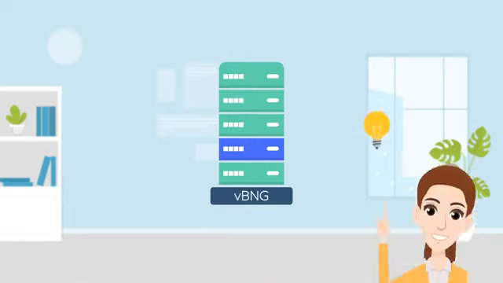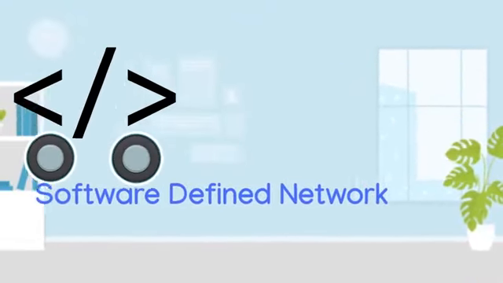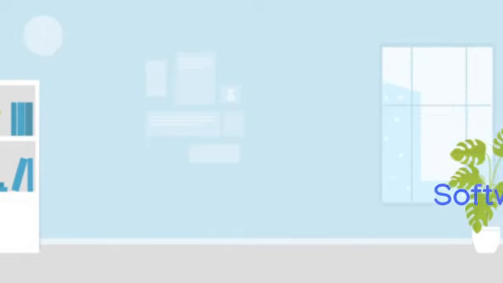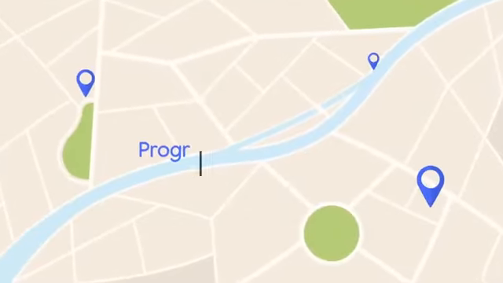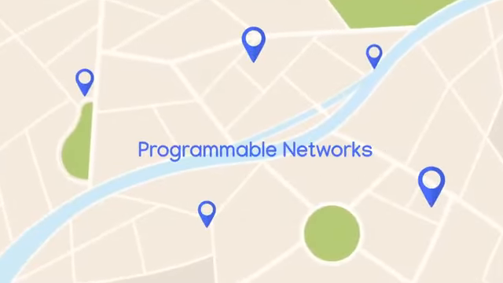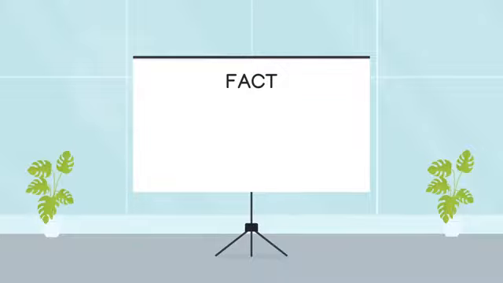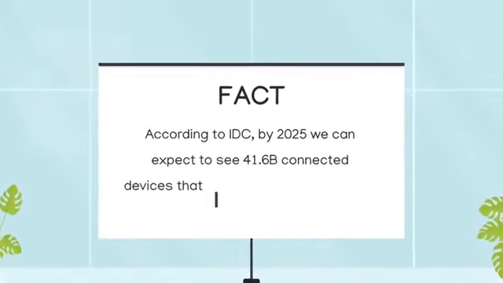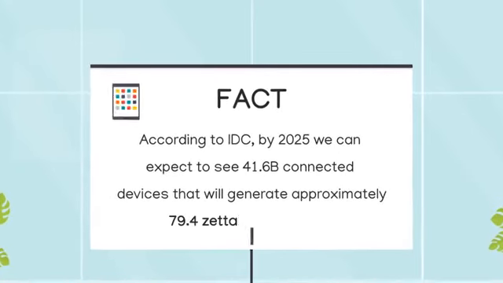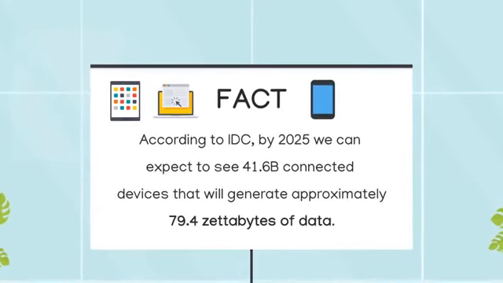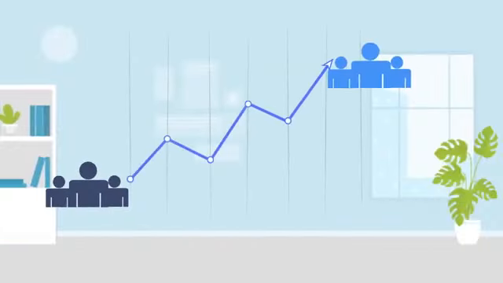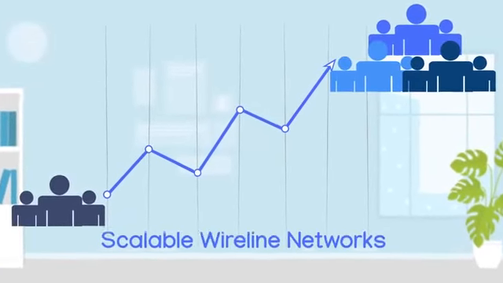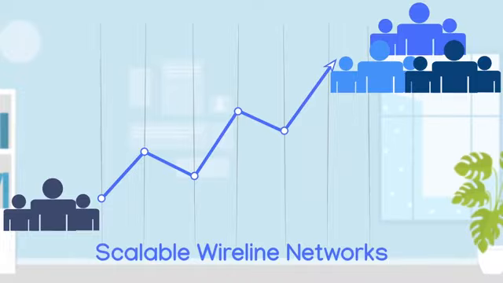Virtual BNG, as it is a new approach from the ground up, adopts new concepts in networking, such as SDN, or software-defined networking. SDN helps to build programmable networks and reduce network flow management complexities. In fact, according to International Data Corporation, by 2025, we can expect to see 41.6 billion connected devices that will generate approximately 79.4 zettabytes of data. In this context, virtual BNG can help to build massively scalable, highly flexible wireline broadband services.